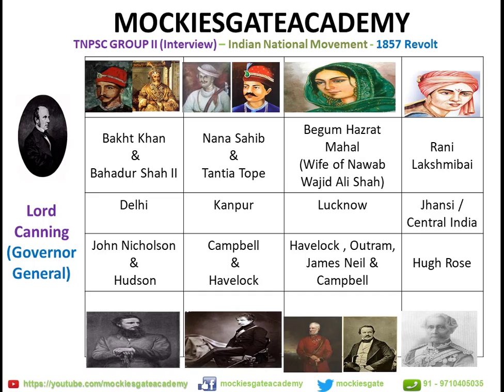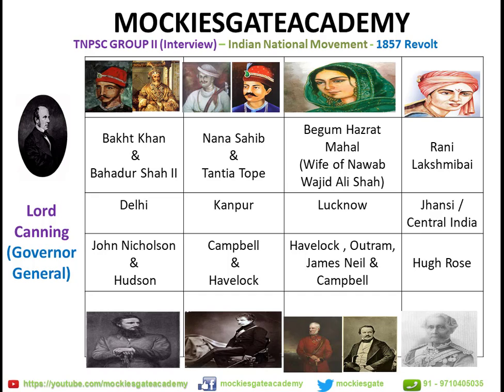Therefore, I kindly request all of you to pay attention to this video, and you can score very easily when a question arises from this section. Please let us start with the main events and the main characters. The Governor General at that time was Lord Canning, and he was supported by John Nicholson, Hudson, Campbell, Havelock, James Neil and Outram against the main persons who rebelled against the British.